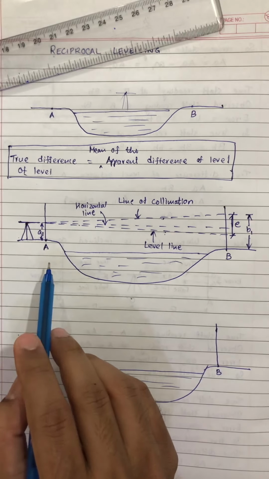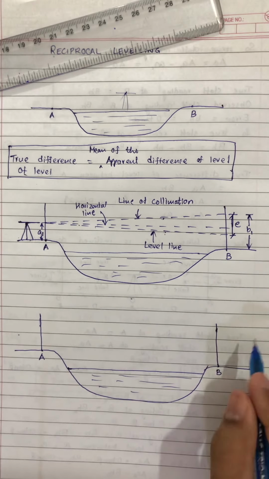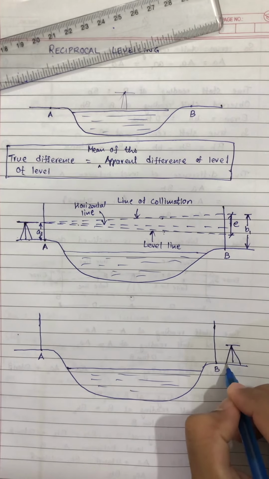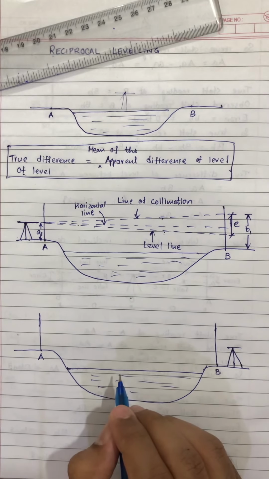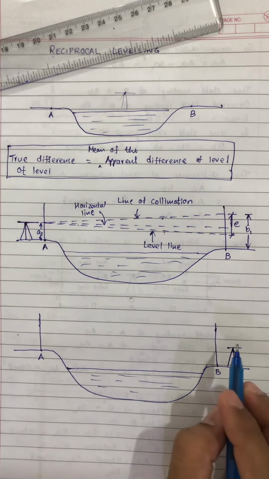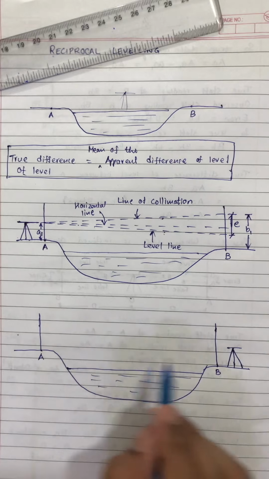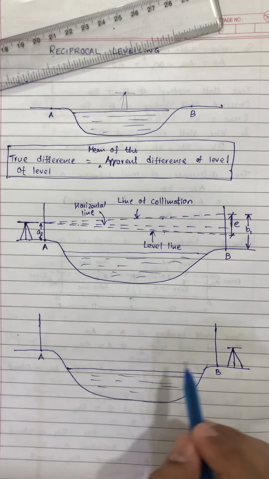Now what we do, the level is shifted and it is set up very near to this leveling staff at point B. This is the second setup. And then after proper temporary adjustments, the staff readings are taken at A and B both.